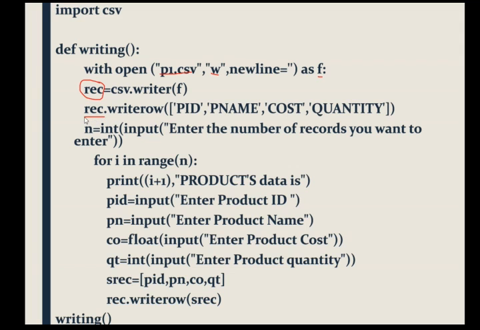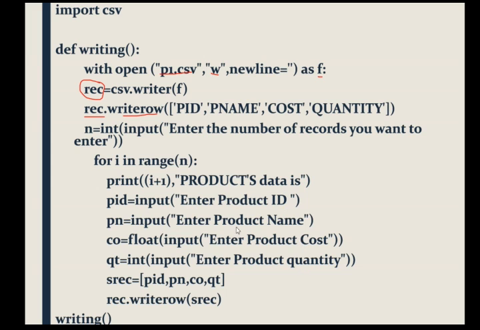I have written writer object dot writerow. This function will write one row of data onto the writer object, and our writer object is rec. Then I have asked the user to enter the number of records that he or she wants to input. Then I have considered one for loop. I have asked for all the information like product ID, product name, product cost and quantity.